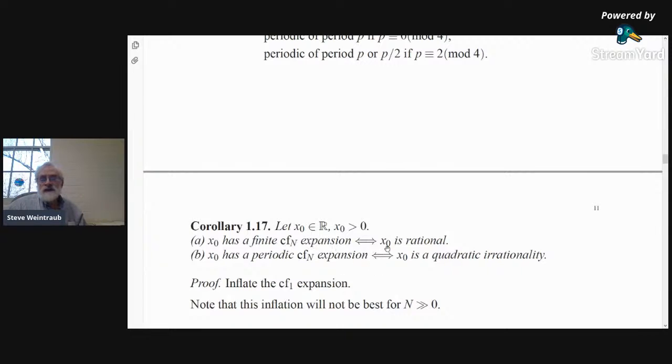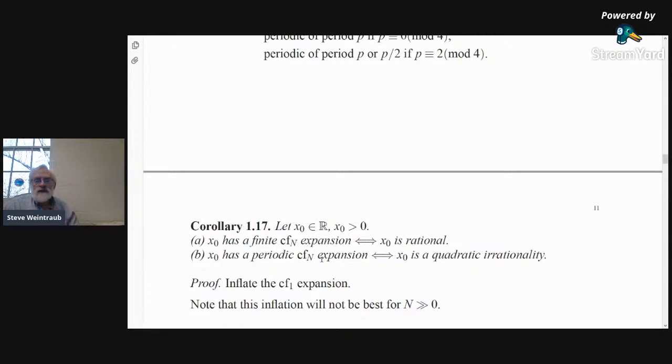And again, 3/4 of this is easy to prove. The hard part is to prove that if x0 is a quadratic irrationality, then it has some periodic CF capital N expansion, but we can do that easily. We can just start with the CF1 expansion, which Lagrange's theorem tells us is going to be periodic. That's the hard part. And once we know that that's periodic, well, then it's easy. We just inflate that one and we get a periodic expansion. So the only ingredient is Lagrange, but once we have Lagrange, the rest of this theorem is easy. We just use inflation to get this direction.